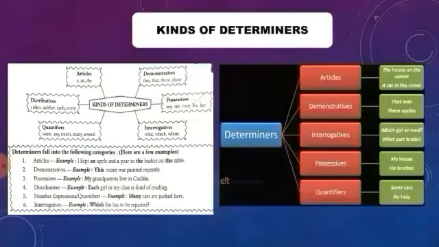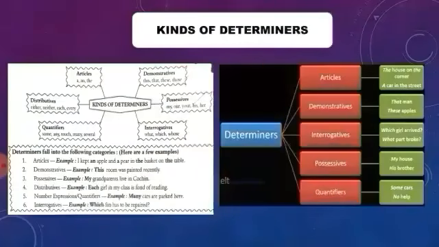Second, demonstrative. For example, this room was painted recently. So this man, that, these apples. You can also see the second picture of the kinds of determiners. Third one, possessive. For example, my grandparents live in Cochin. So my grandparents, that is possessive. Fourth, distributive. Example: each girl in my class is fond of reading.